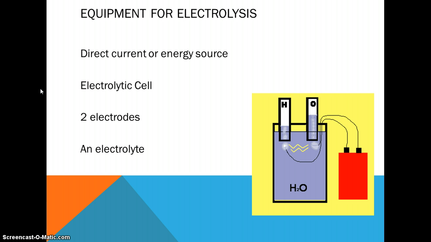The equipment for electrolysis are a direct current energy source, an electrolytic cell, 2 electrodes, and an electrolyte. A common arrangement, as pictured on the bottom, consists of a battery, the source of the current, where 2 poles are attached to 2 strips of metal, the electrodes, which are immersed in water with a few drops of acid added to them, which would be the electrolyte.